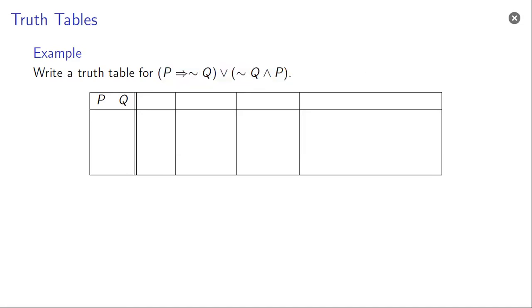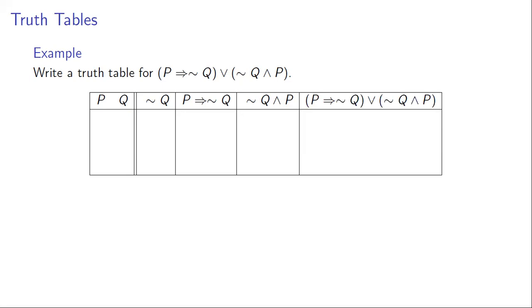Okay, so we're going to have a few columns in our table. So we're going to do not Q. That's one thing we have to do. And then once we do that, we can do if P then not Q, figure out what the value of that is. And then once we've done that, we can do not Q and P. And then finally, once we've done these two columns, we can now do this and get the final results. So that's what we're going to do.